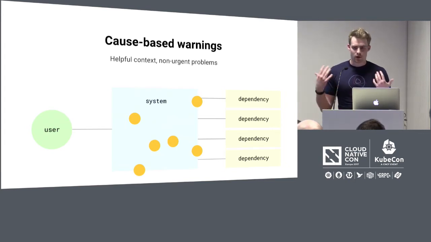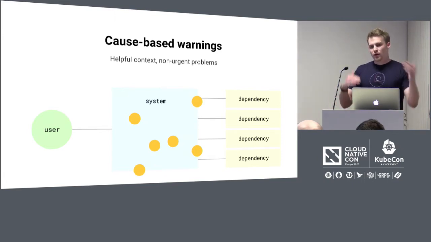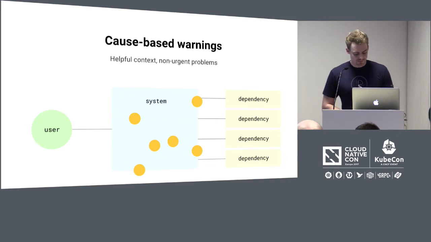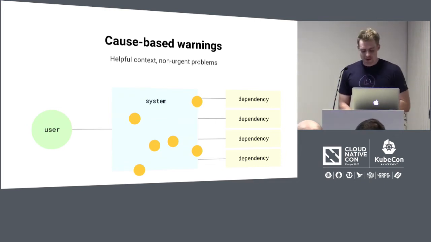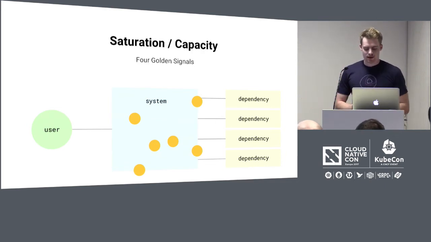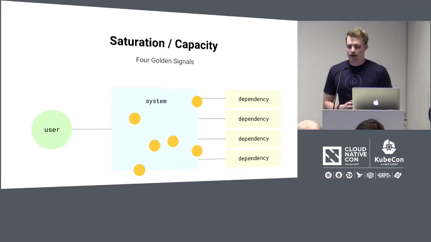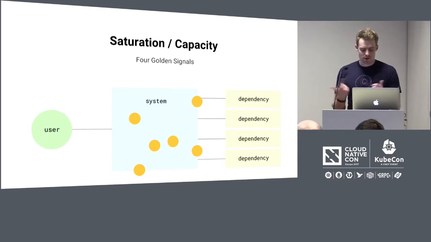If I get paged for a high error rate of my service, I can now look at what currently cause-based warnings we see. And the only exception is sort of our 4th golden signal, which is saturation/capacity. That can be stuff like file system running full, memory running full, basically a lot of stuff running full.